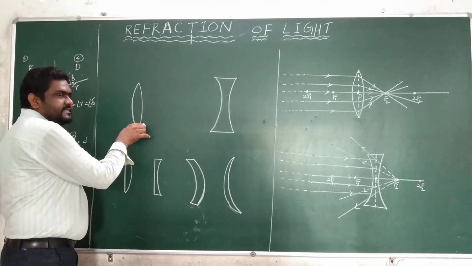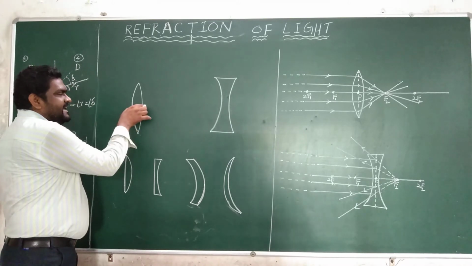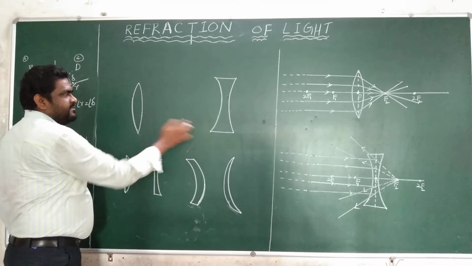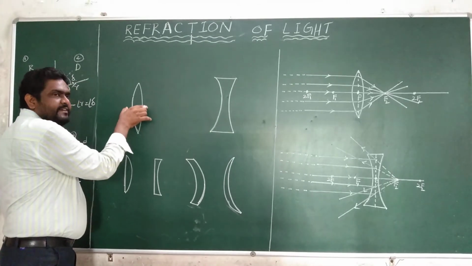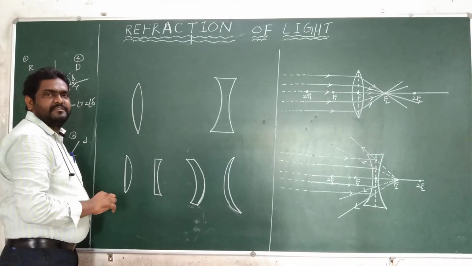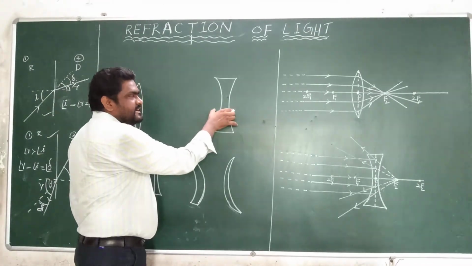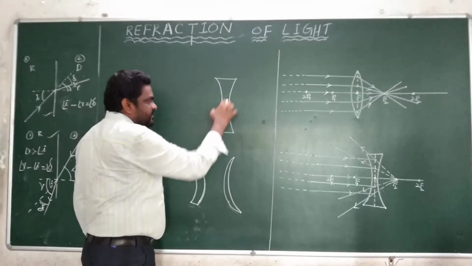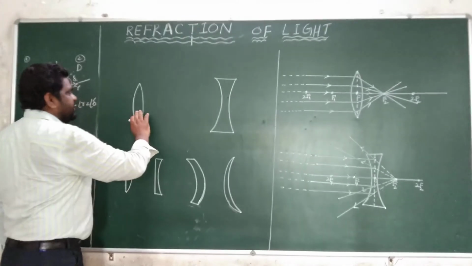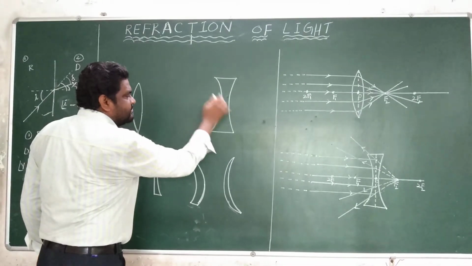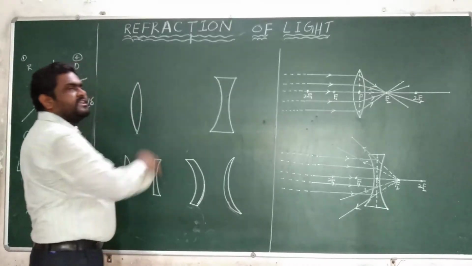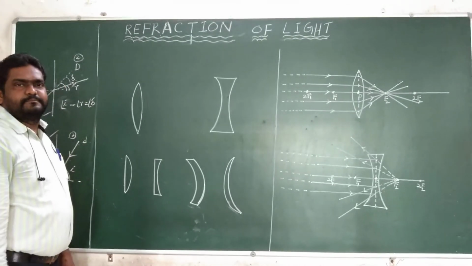The difference between these two is, in case of convex lens, the middle is thicker compared to the edges. In case of concave lens, the middle is thinner compared to the edges of that lens. So that's why mainly we are using the biconvex lens and biconcave lens, simply we call convex lens and concave lens.